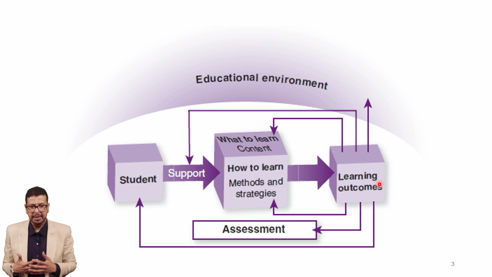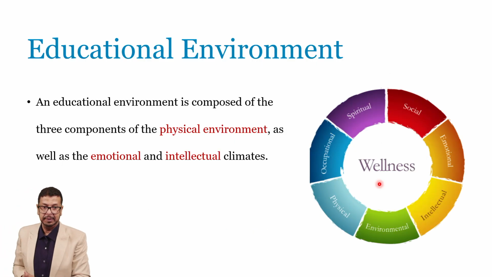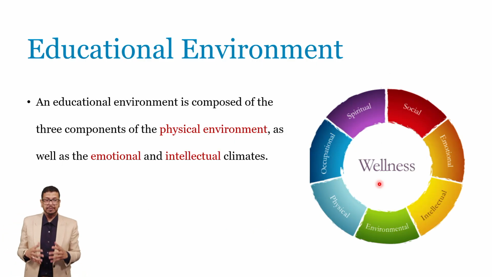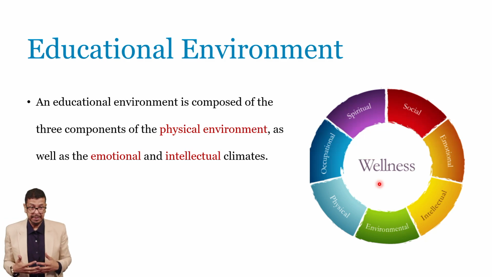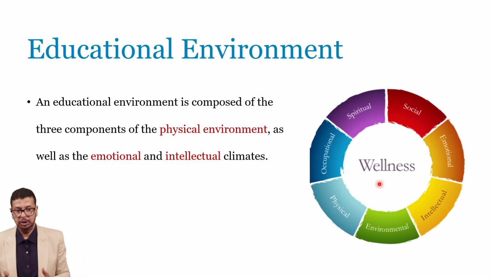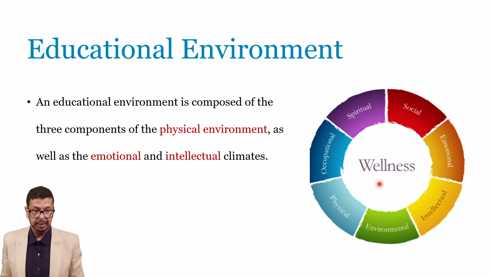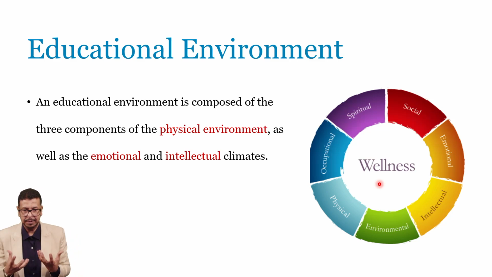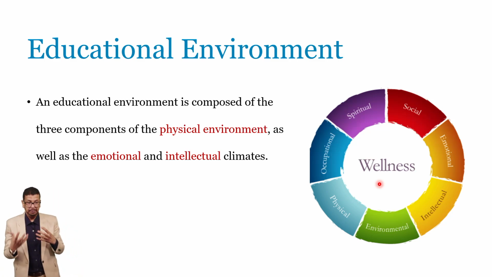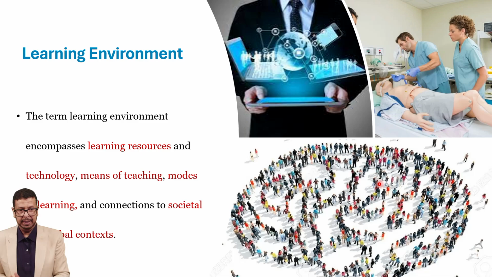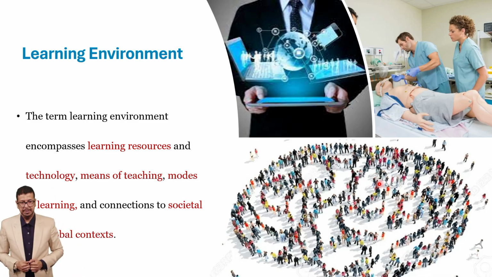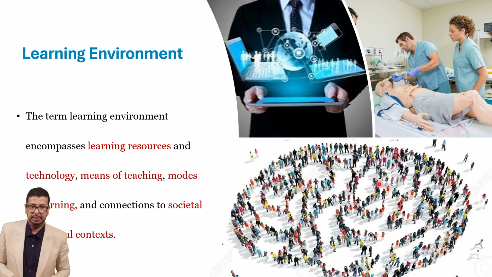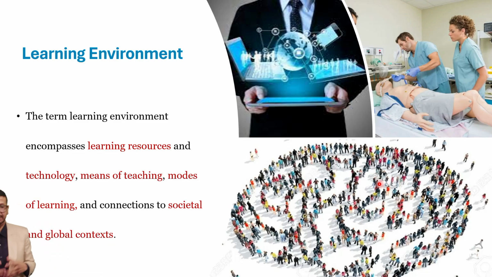And let us define the learning environment. What do we mean by learning environment? Learning environment is composed of three components, including the physical environment, as well as the emotional and the intellectual climate, and contributes significantly to the well-being of our students. And the term also includes the learning resources, the technology, the means of teaching, the mode of learning, and the connection to the societal and global context.